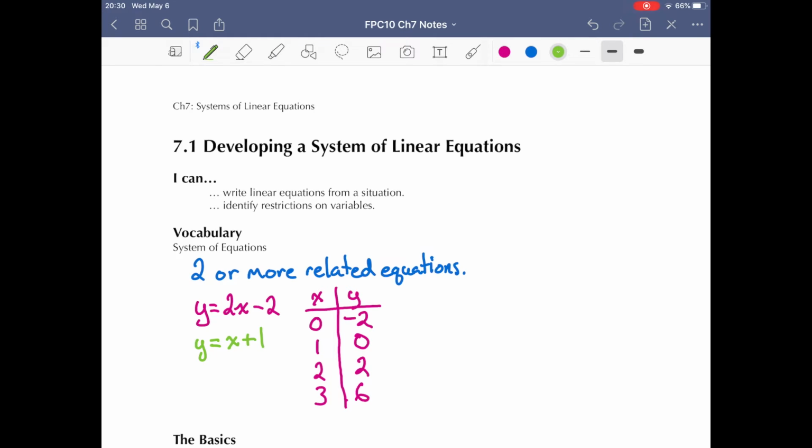Now we look at our green equation. We'll build a table of values. 0, 1, 2, 3. We put 0 in for x, and 0 plus 1 is 1. So our solution there is 0, 1. We put 1 in for x. 1 plus 1 is 2. Now we put 2 in for x. 2 plus 1 is 3. Now we put 3 in for x. 3 plus 1 is 4. And now we look. Do we have any solutions in common?